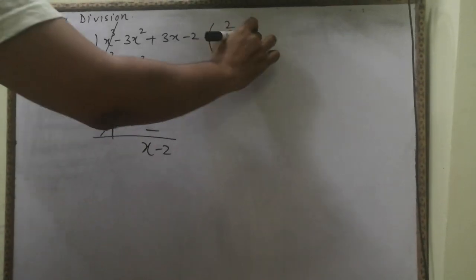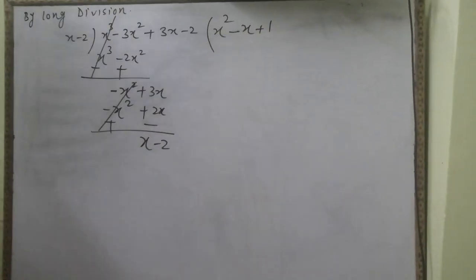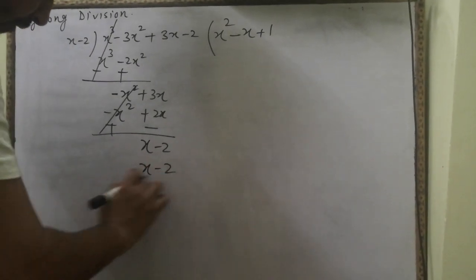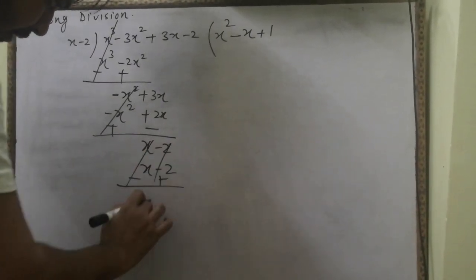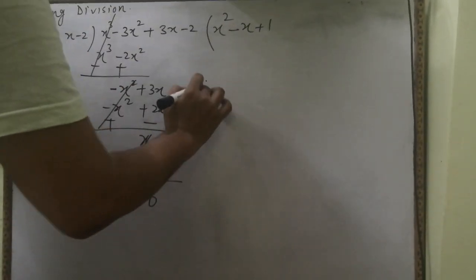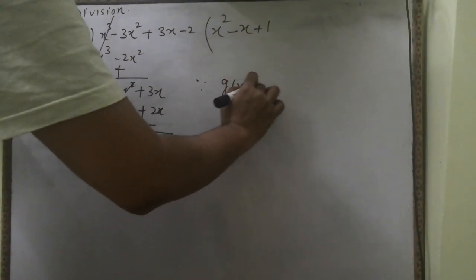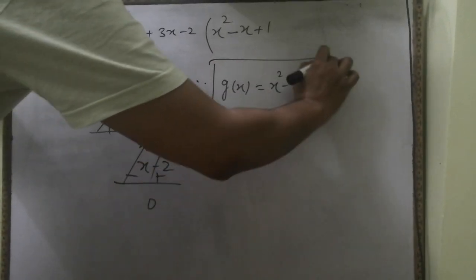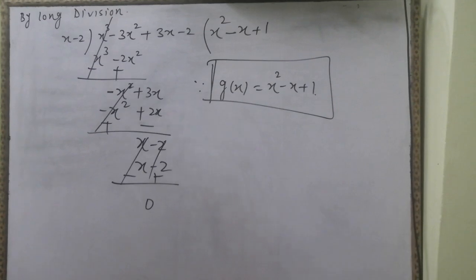Same term is there, so for the same term we have already discussed that we put 1. So x minus 2, minus plus cancel out, remainder becomes 0. So the required g(x), therefore g(x) is equal to x square minus x plus 1. Here the final answer is this.